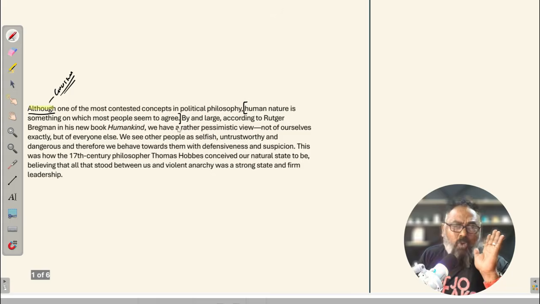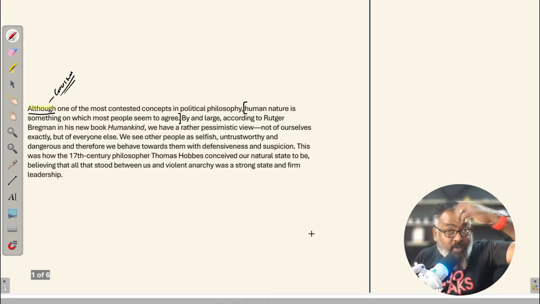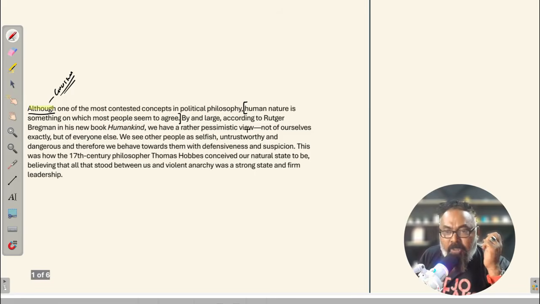Human nature is something that most people agree on, by and large, according to Rutger Bregman in his new book, Humankind. Now, this is not the author saying; the author is not involved. What did Bregman say? We have a rather pessimistic view, not of ourselves exactly, but of everyone else. Oh, therefore, this is a context. The point that is being made here, oh, this is fantastic. We have a rather pessimistic view of everyone else.